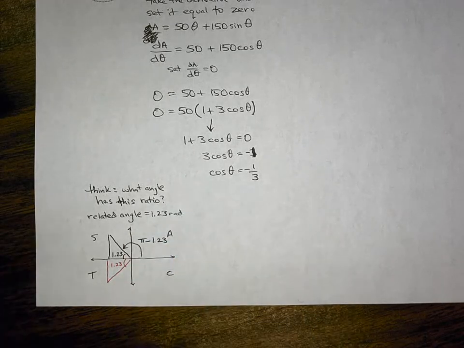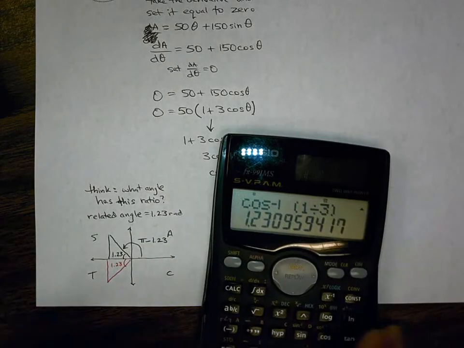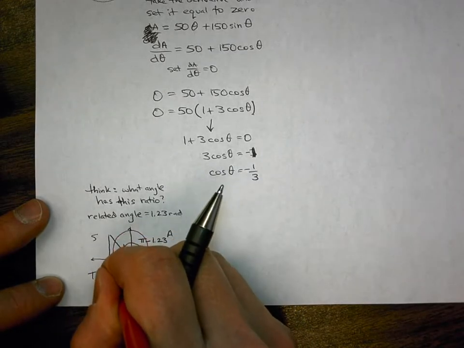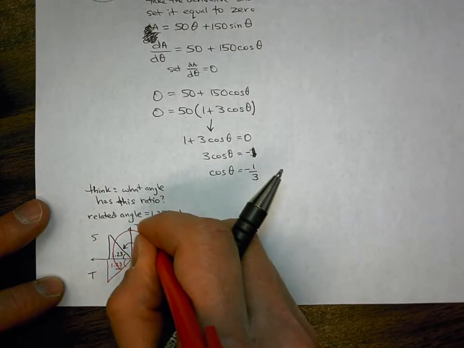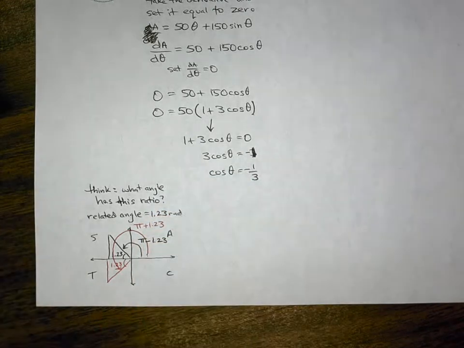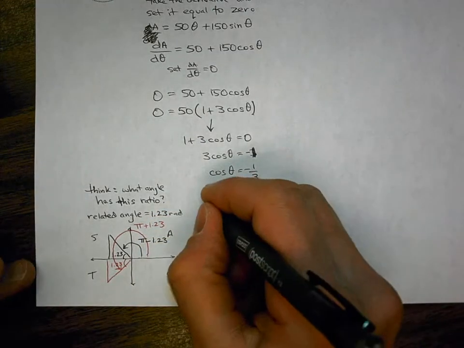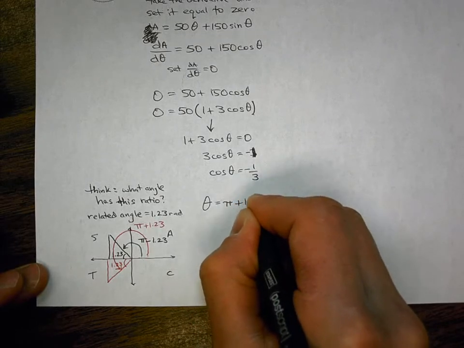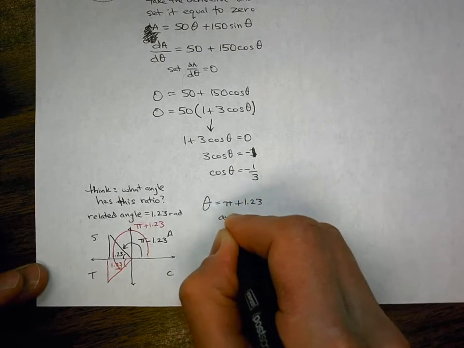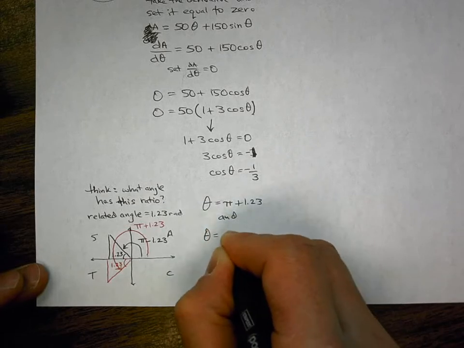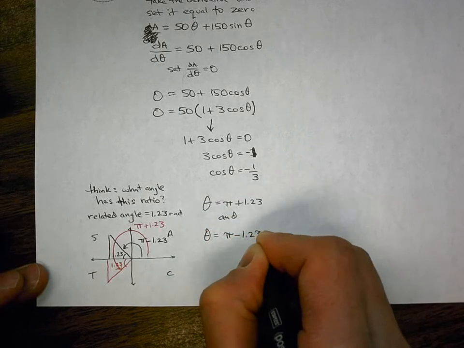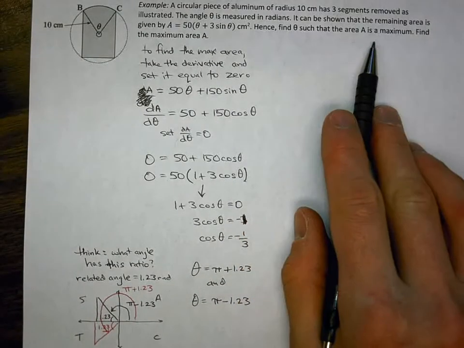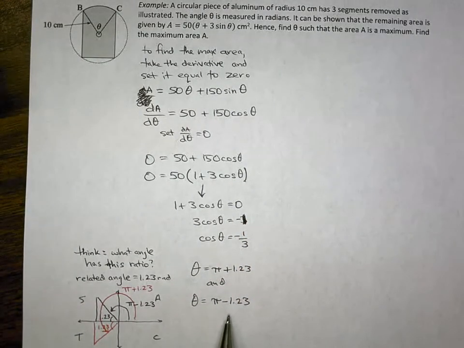And I have another angle here, this red one, which is pi plus 1.23. I won't necessarily write that out. I'll just write out my two answers. Theta is equal to pi plus 1.23, and theta is equal to pi minus 1.23. Now, what was the question asking? Find theta such that the area is a maximum. Okay, so it has to be one of those two angles.